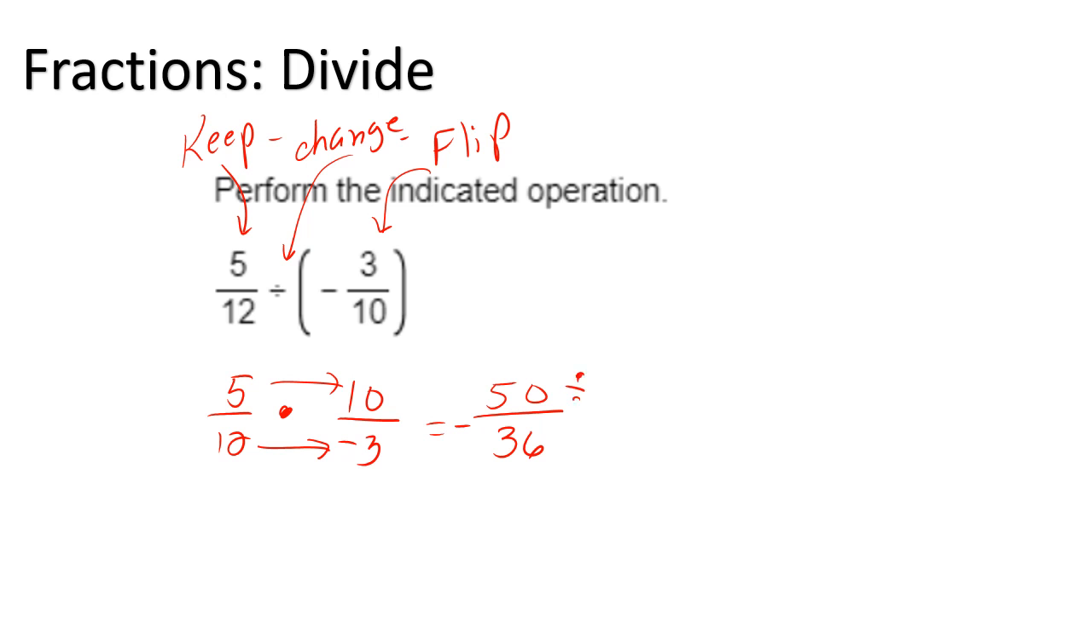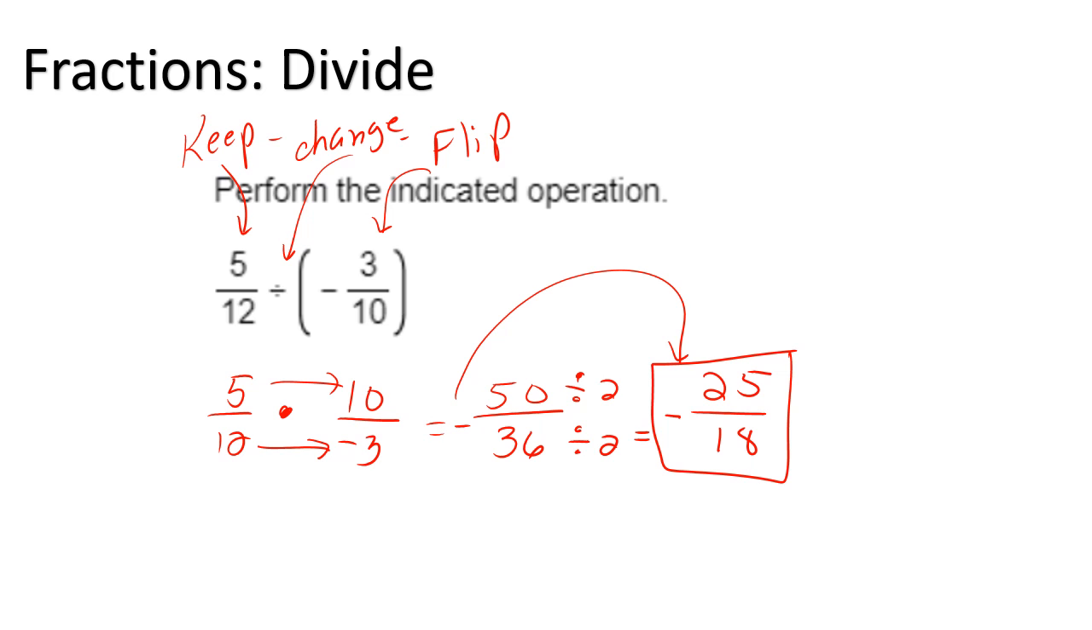If they're even numbers, then divide by 2. 50 divided by 2 is 25. 36 divided by 2 is 18. 25 and 18 don't have any other common divisor. Don't forget to carry over that negative sign, because remember, positive times negative is negative. So my final answer reduced is -25/18.